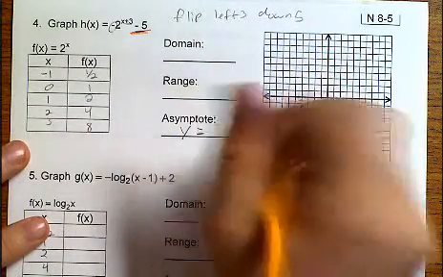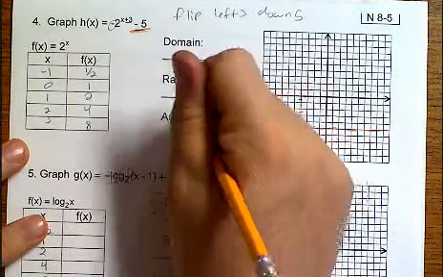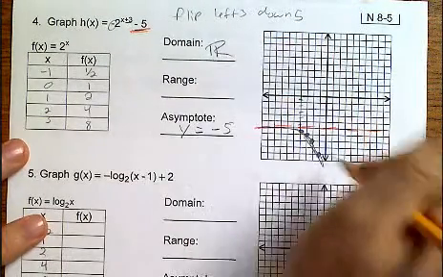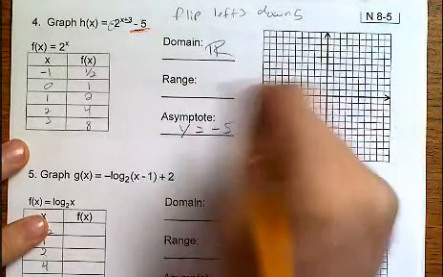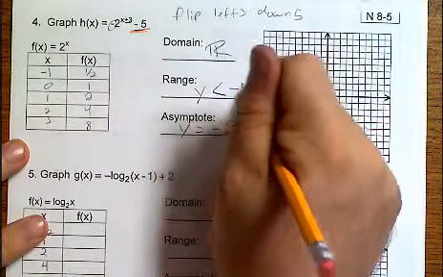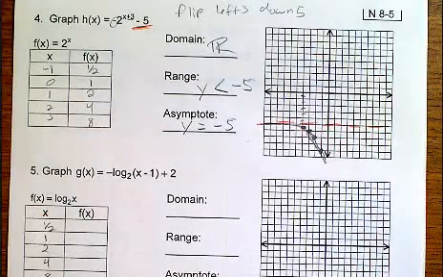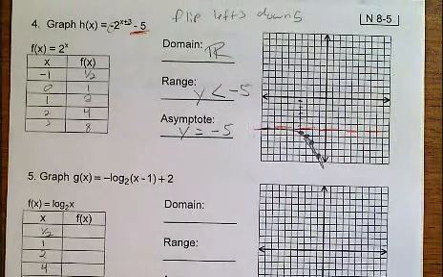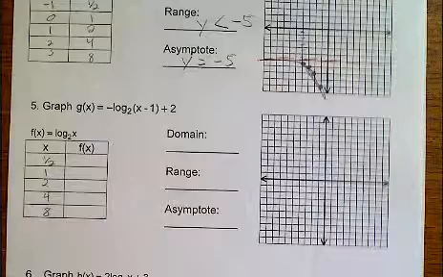Our asymptote is at y equals -5. Our domain is all real numbers because we go forever right and left, but our range is that y must be less than -5 this time, because we are below the line. So that's some practice with exponential graphs. Let's go ahead and work on our logarithmic ones.